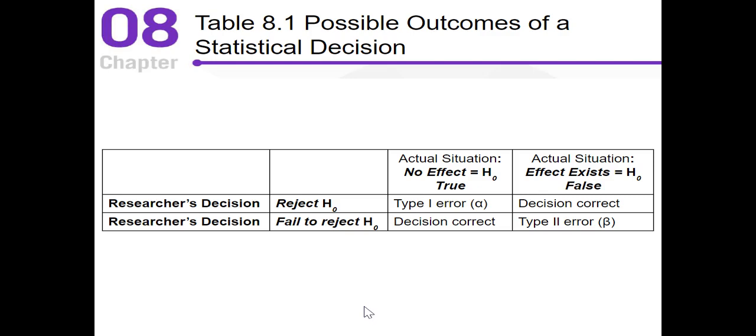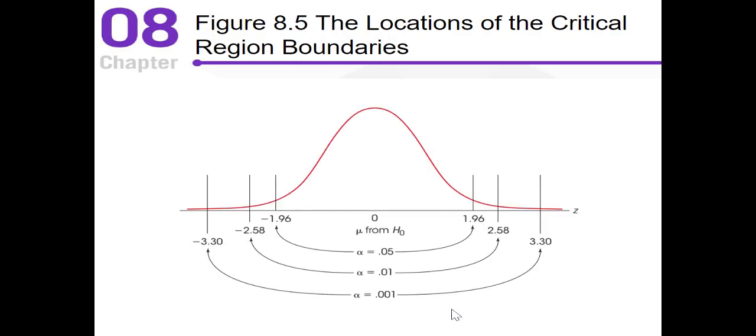Then we have table 8.1, which tells us some possible outcomes for a statistical decision. And figure 8.5 tells us the location of those critical region boundaries for 3 different levels of significance: for 0.05, 0.01, and 0.001.